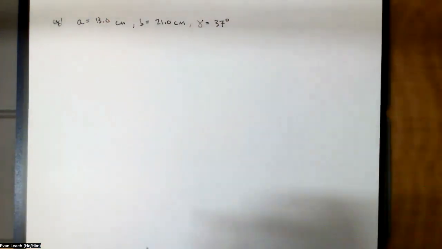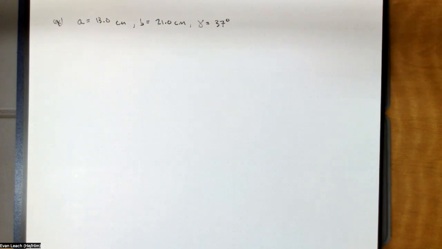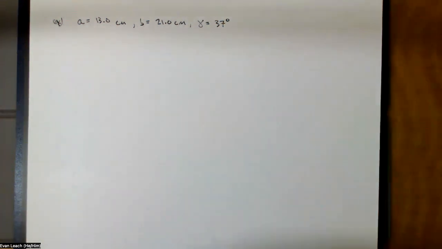We're going to use this, and since we have A and B and gamma, we're going to use the law of cosines, and it's the only thing that we have available to us right now. And we're going to use it to solve for C. The first thing that we have to solve for is C. It's the only thing that we can find first.